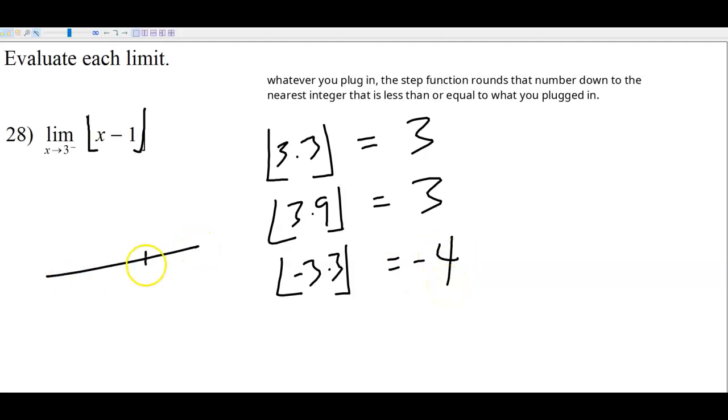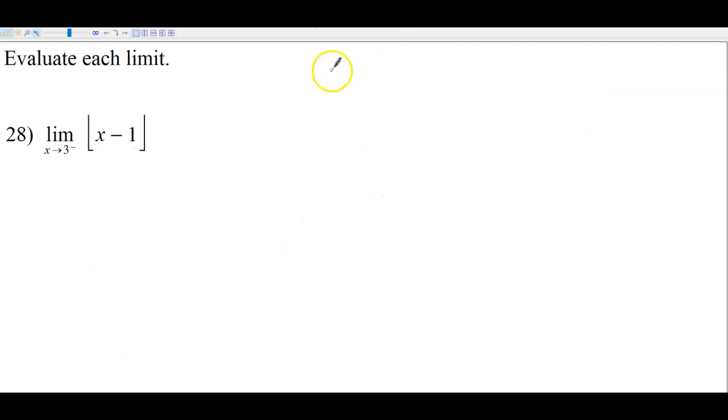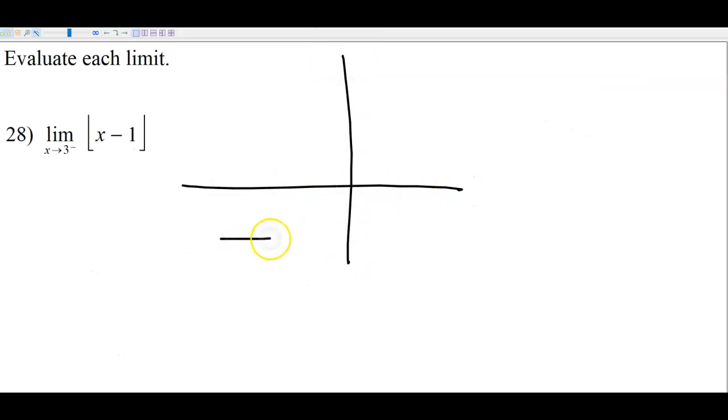Think about it on a number line. If here's negative 3, here's negative 4, negative 3.3 is here. The number that's smaller than that is this way, so it becomes negative 4. Whereas for a positive 3, 3.3 is here, 4 is here, and so rounding it down takes you to 3. So that's why that happens there. If you ever plug in an actual integer like 5, well, the answer is just that integer, it's 5. So that's what step functions are. And whenever you graph them, you'll see why they're called step functions, because they look like steps. They look like this.